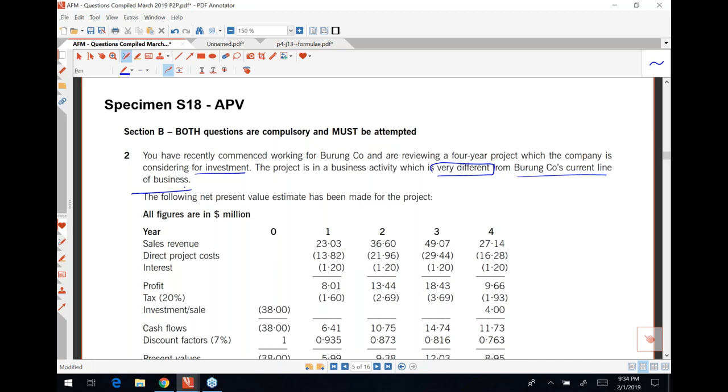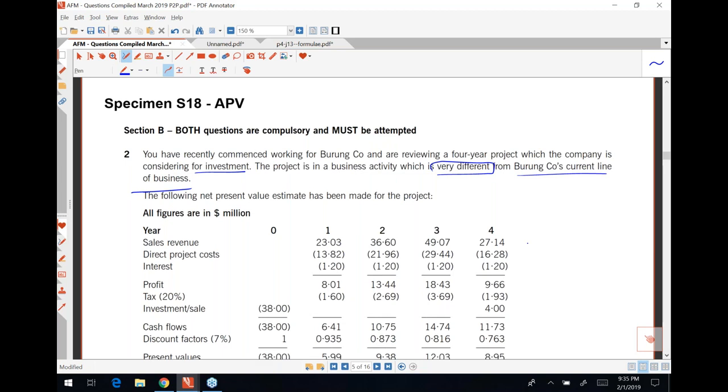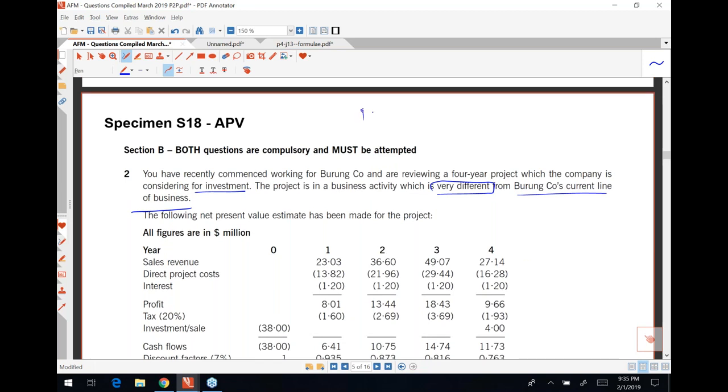Somebody was asking me a question: how do we decide if we have to use APV or we have to use NPV? It might actually be mentioned in the question requirement, or at times, when you go into another business, your business risk changes. APV is also relevant in that scenario.